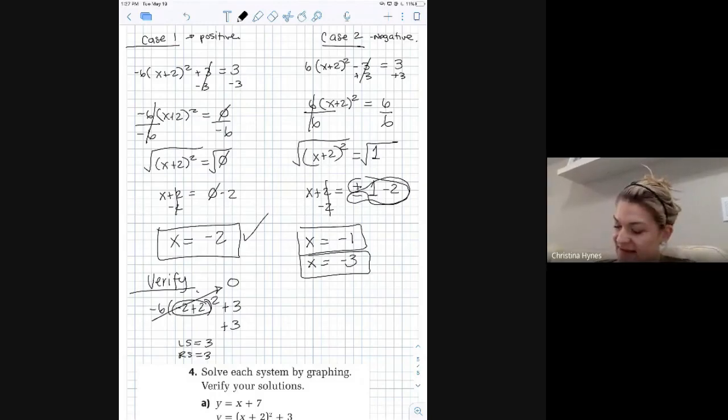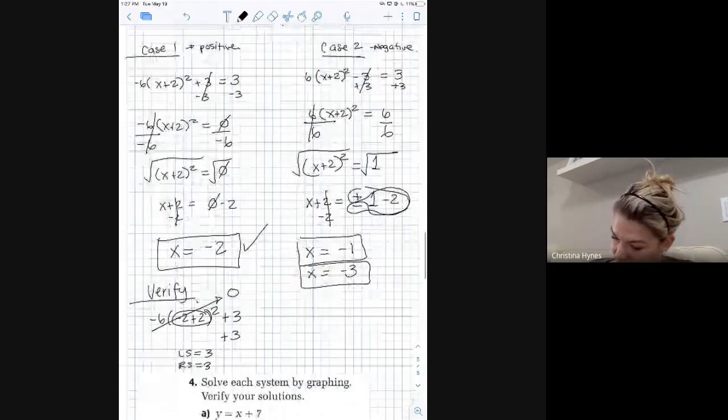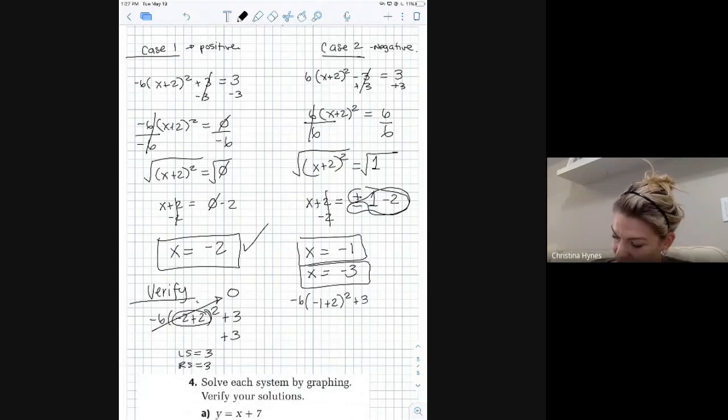Let's then plug in -1. So we're going to go -6 in brackets, -1 plus 2 squared plus 3 within absolute is equal to 3. Okay, so that's what we're trying to confirm. So first I'm going to work with the brackets inside. So -1 plus 2 is 1.